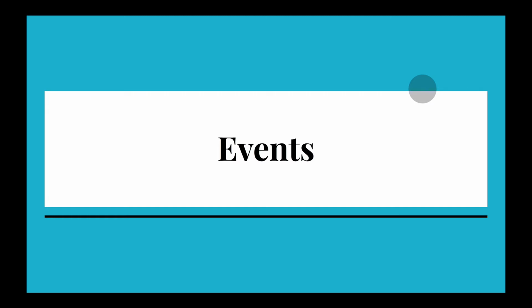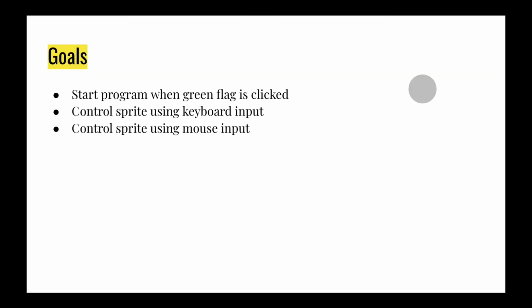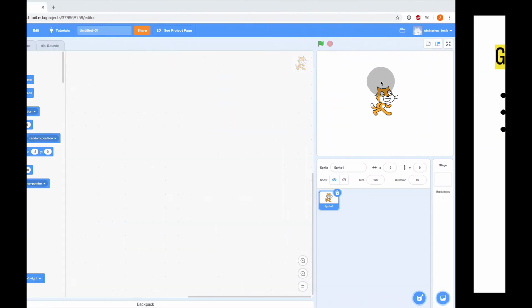All right, let's take a look at our learning goals for today. You're going to be able to start a program when the green flag is clicked, control sprite using the keyboard input, and control sprite using mouse input. All right, so what I mean by keyboard input is when you press down on the keyboard to move the character, like up, down, left, right arrow keys. And what I mean by control sprite with the mouse input is when you're clicking on the mouse. All right, so let's go to Scratch to see what events are.